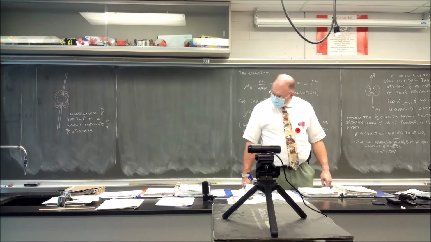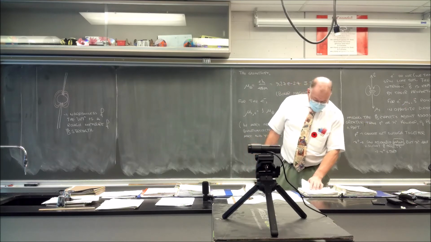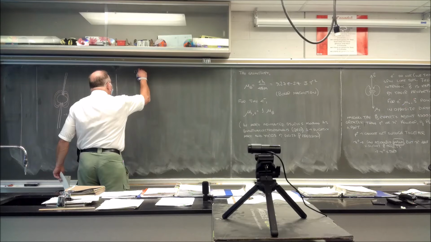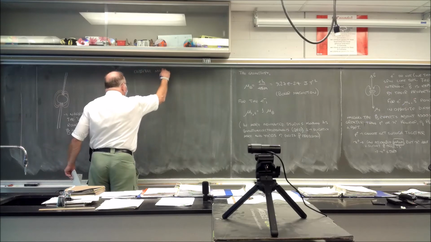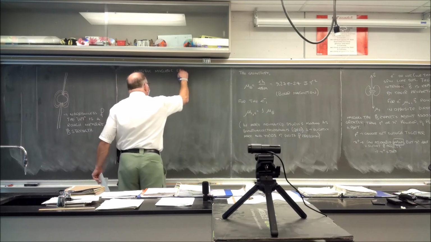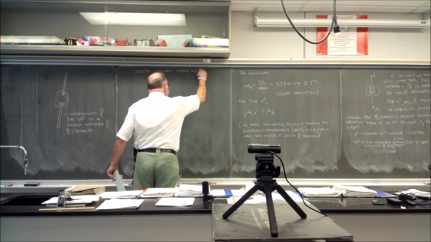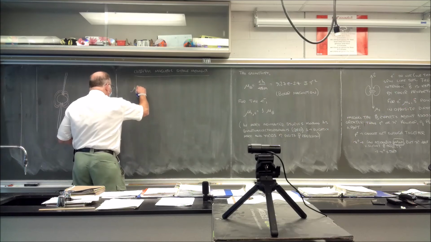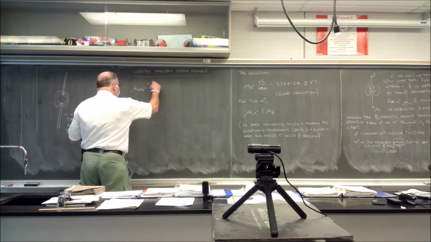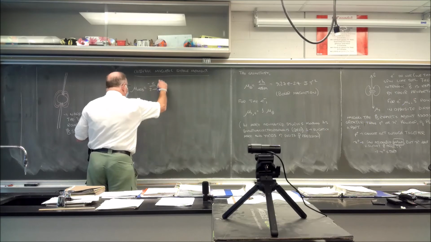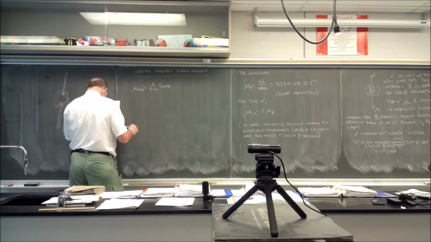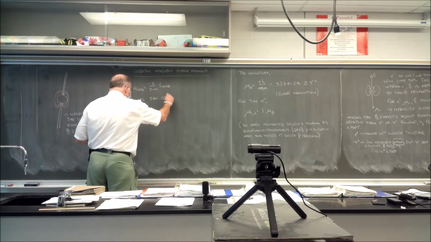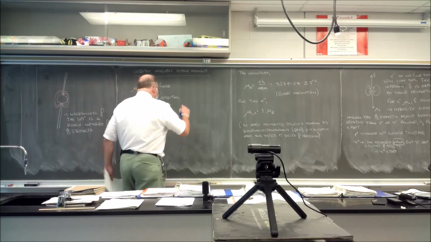All right. Orbital moment. So we have mu orb is equal to negative e over 2m L orb, and L orb is the orbital angular momentum.